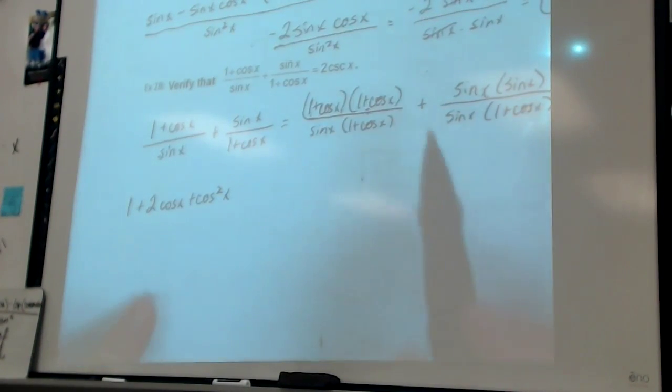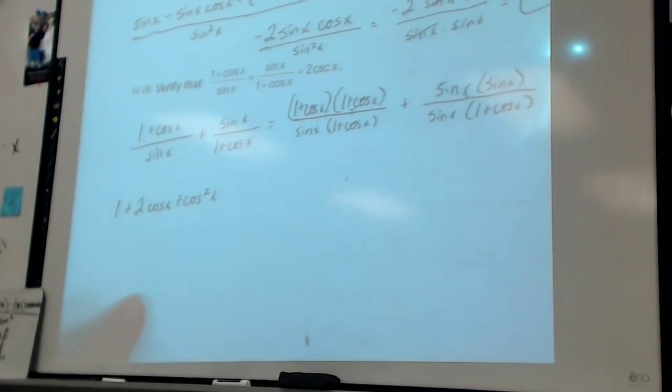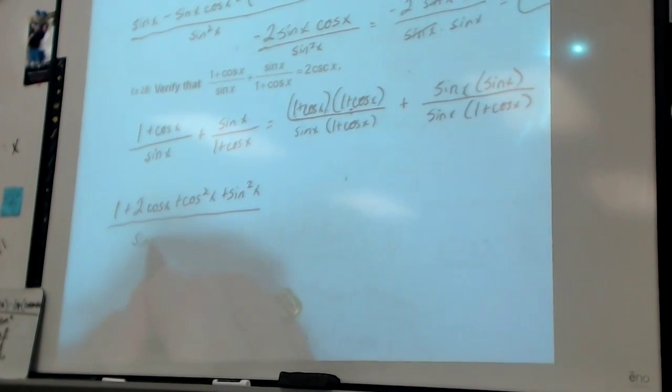Now let's do this numerator. We need to combine these two. What's sine x times sine x? Sine squared x, all over sine x times 1 plus cosine x. Right now, I would not distribute, because I'm hoping that something will cancel out.